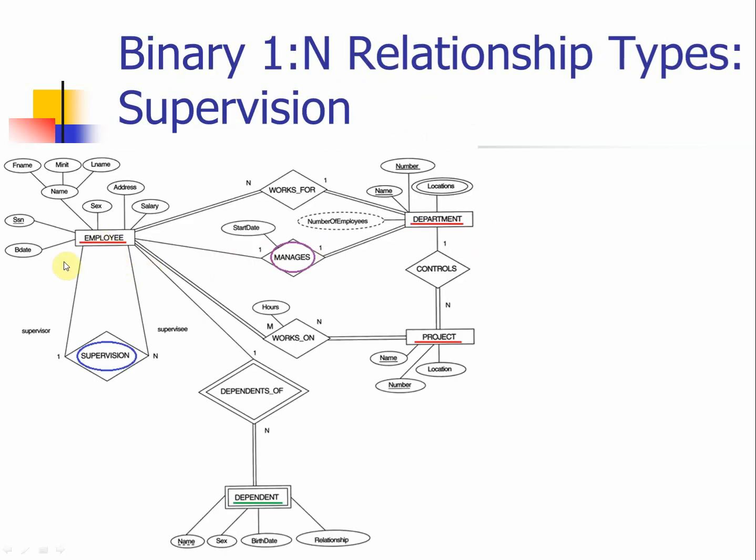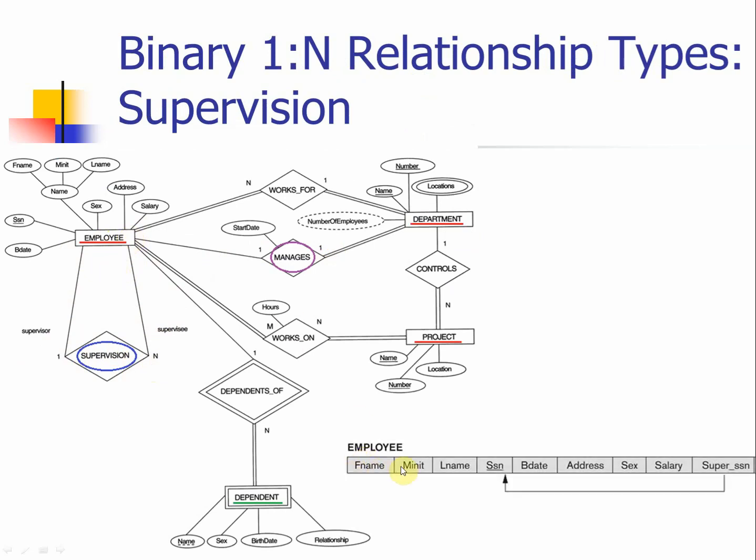You can see that in this supervision, what it tries to indicate is that every employee must have some supervisor. Since it goes to the same entity, while we're choosing the N side, it will go back to the employee entity itself. So in the relation, we already have the employee attributes that come from our step number 1: first name, middle name, last name, social security number, birthday, address, sex, salary. So you can see that until step number 1, we have all of these attributes.